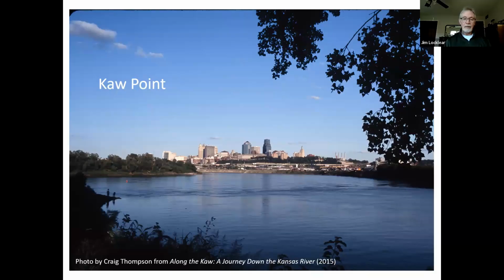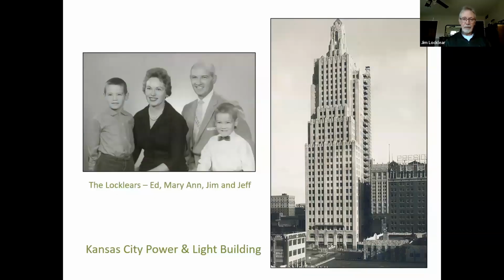And so I love this image. I think it's beautiful, and it clearly shows the skyline in Kansas City. And what I particularly like about it is it shows this part of the skyline, which has a lot of meaning to me because my dad worked in that building in the 1960s and 70s. This is the Kansas City Power and Light Building, a beautiful Art Deco structure built in the 1930s. And my family, Ed and Marianne Locklear, moved their kids, Jeff and Jim, my brother, I'll give him precedence here, from South Bend, Indiana to Kansas City in 1962.